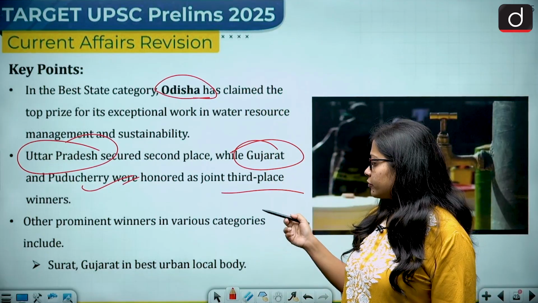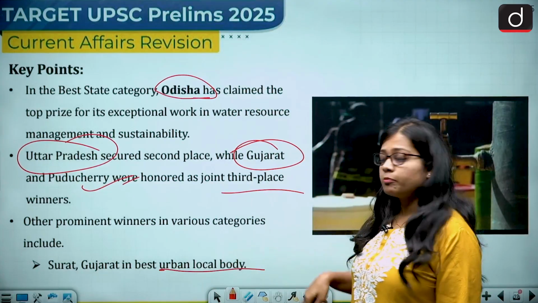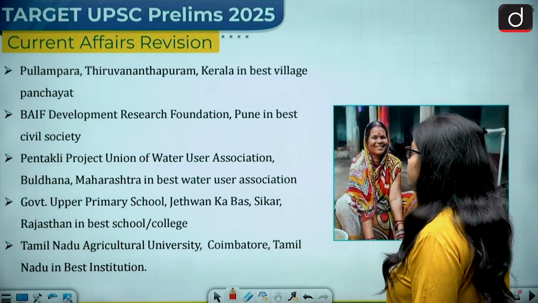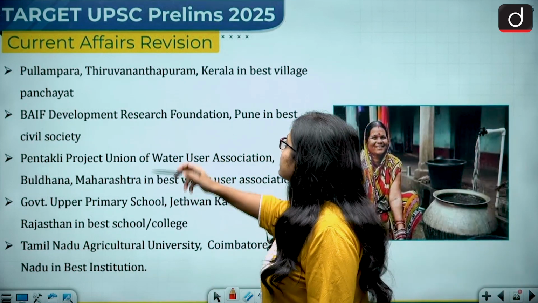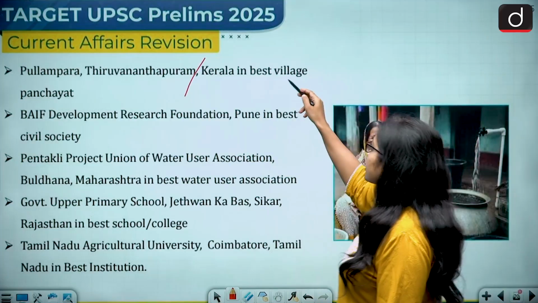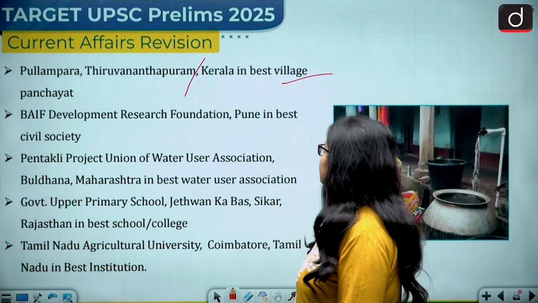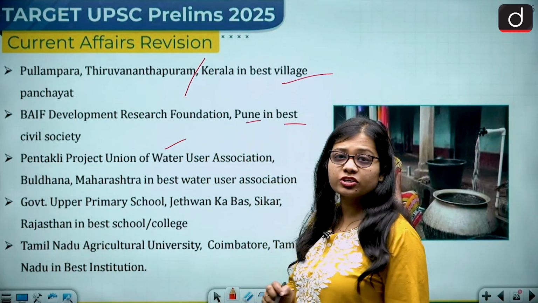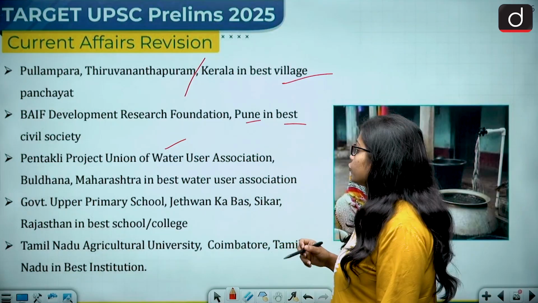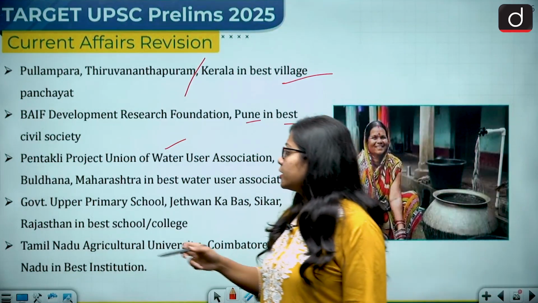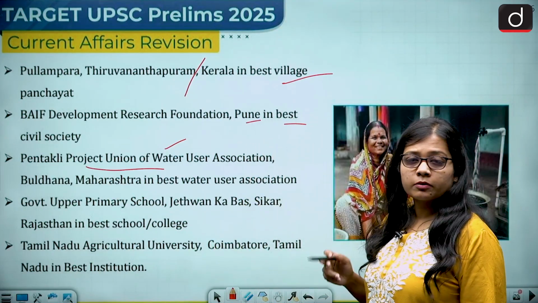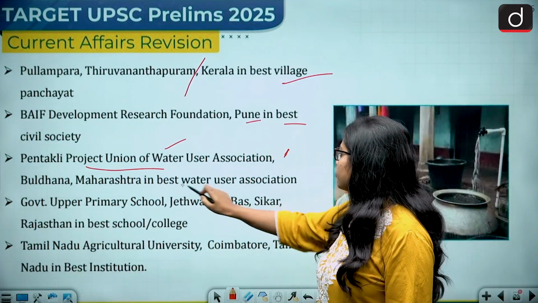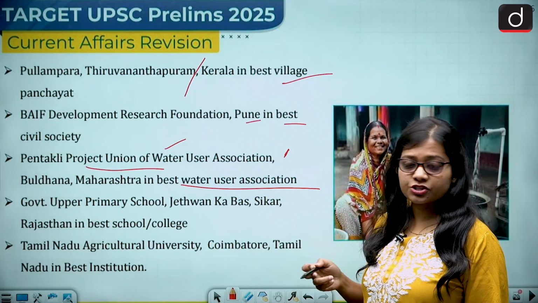Then other prominent winners were: Urban Local Body Best award was given to Surat, Gujarat. Then Best Village Panchayat went to Thiruvananthapuram, Pullampara, Kerala. Best Civil Society is BAIF Development Research Foundation in Pune. Then comes the Water User Association. So that is Pintakli Project Union with regard to Water User Association. Then Best Water User Association is also from Maharashtra.